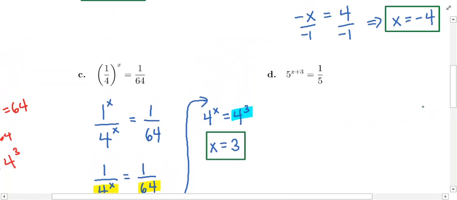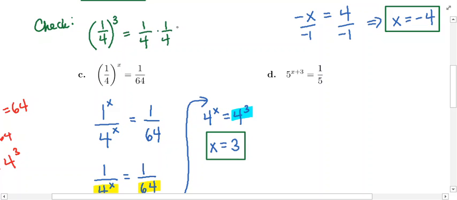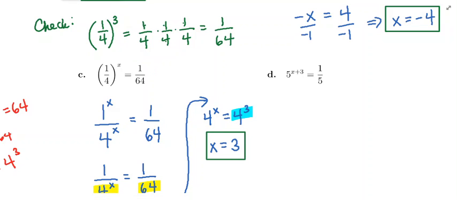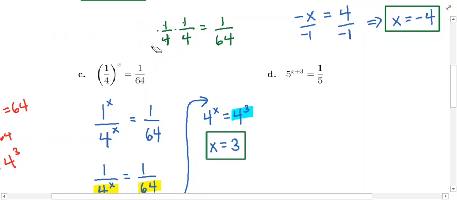Again, you can check yourself, and you should. If you take 1/4, the left side here, and raise it to the third power, that's what we got for x. This means you're taking 1/4 and multiplying it by itself 3 times. To multiply fractions, you multiply across the top: 1 times 1 times 1 is 1, and then you multiply across the bottom: 4 times 4 times 4 is 64, and that is the right side. So we are correct. Always check yourself if you can.